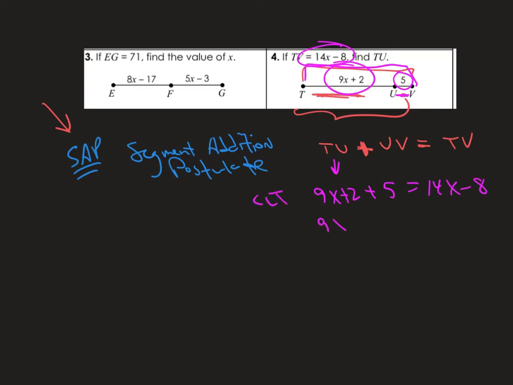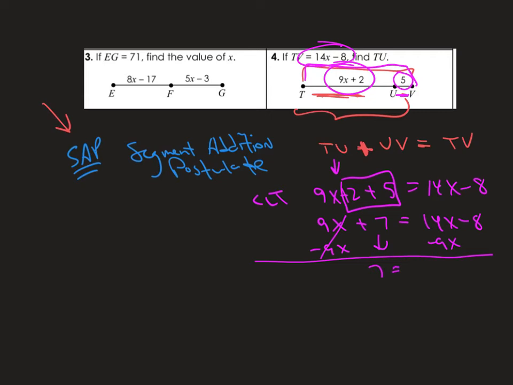Now what? Let's combine like terms. So we got 9x, and then the 2 and the 5 go together. So that's going to be plus 7 equals 14x minus 8. Now let's get all of our x's to one side. So I like to move the 9x to keep the coefficient of x positive. 7 comes down, the 9x cancels. 14 minus 9 is 5x. Minus 8 comes right down because I didn't do anything. Add the 8, and we're going to get 15 equals 5x.